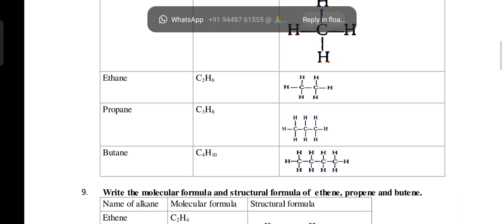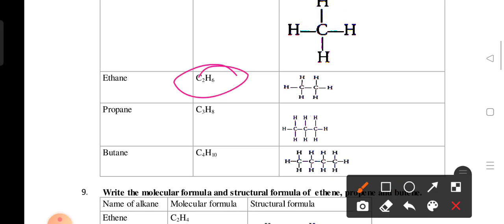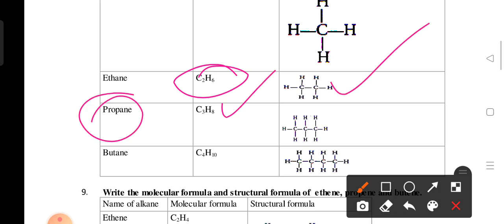Next one, ethane, C2H6. This is the structural formula. Propane, C3H8. This is the structural formula. How many carbon atoms are there? 3 carbon atoms are there. How many hydrogen atoms are there? 8 hydrogen atoms are there. 1, 2, 3, 4, 5, 6, 7, 8.